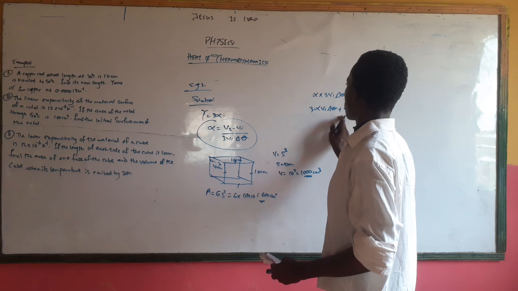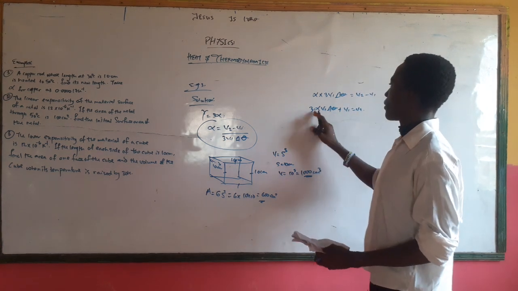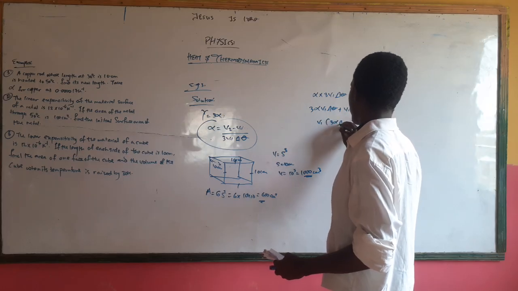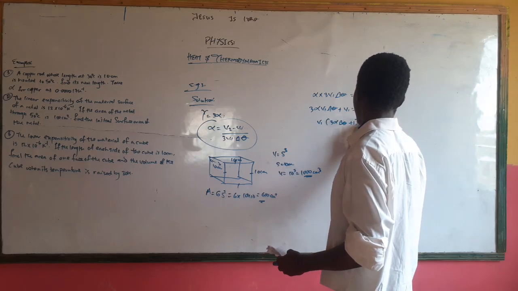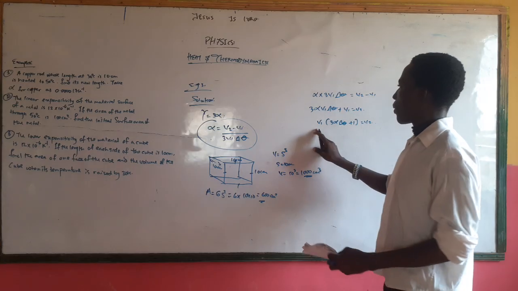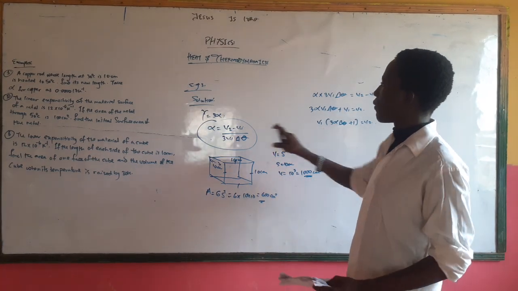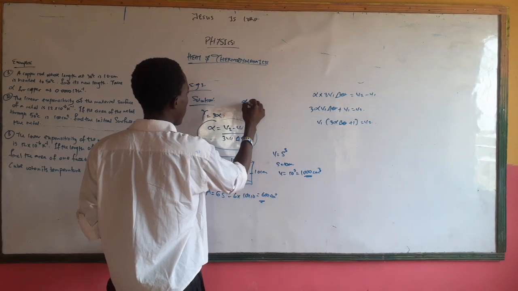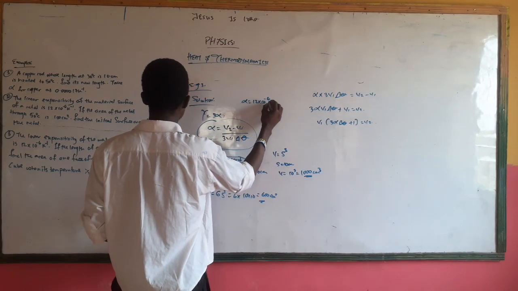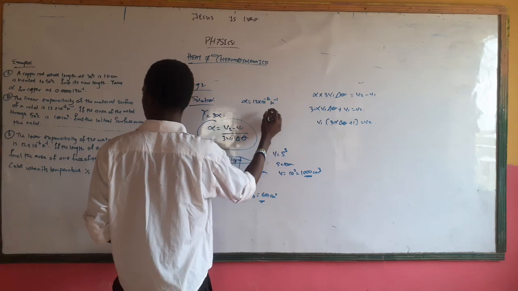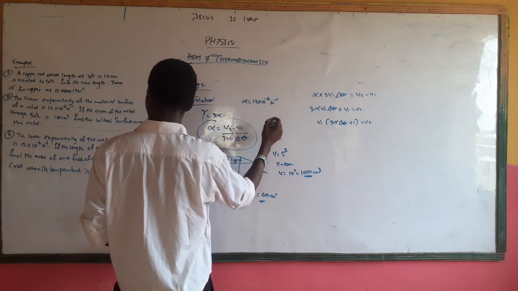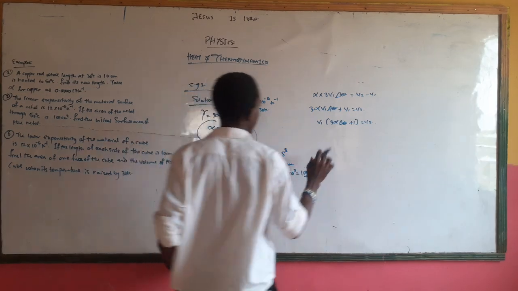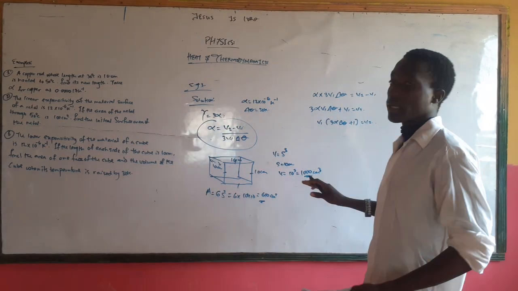Let's bring V1 out to make it simpler. So we have V1 times 3 alpha change in theta plus 1 equals V2. What is V1? V1 is this. What is alpha? Okay, they've given us alpha: 12 multiplied by 10 to the power minus 6 Kelvin inverse. And they give us the change in temperature as 30 Kelvin. Do you understand? So let us put everything in here and see what we get.